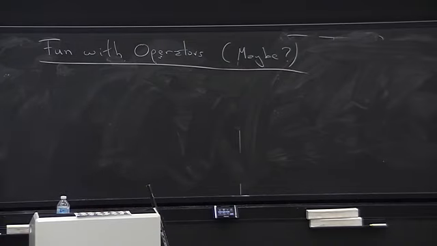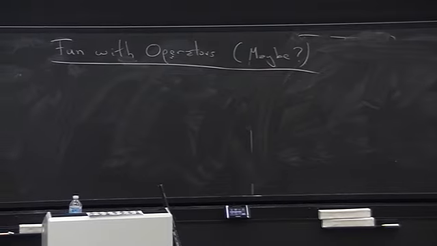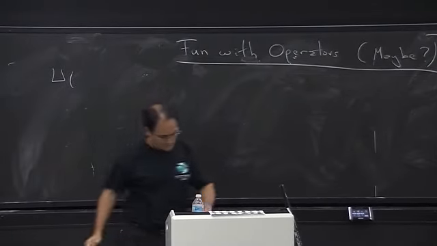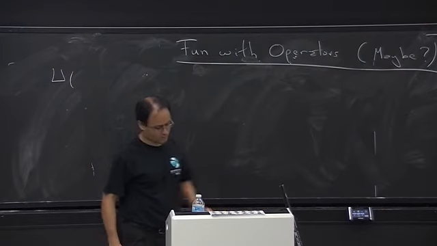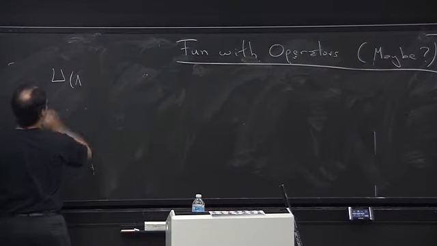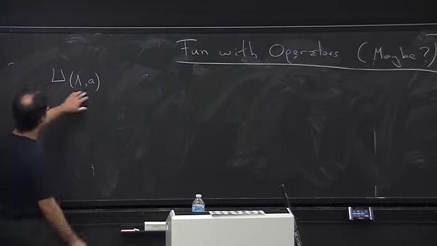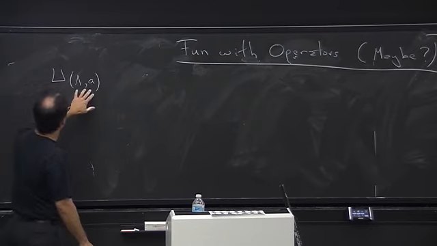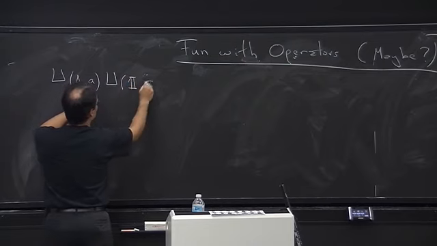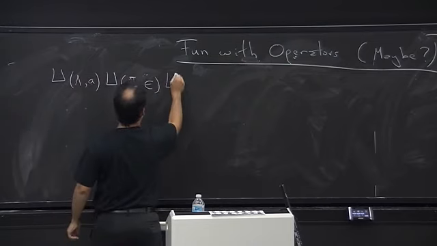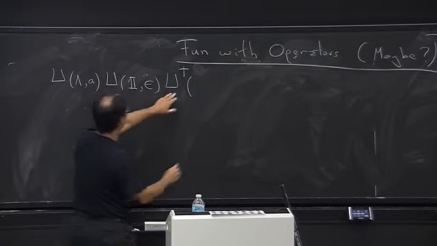Okay, so what do we want to do? This is what we want to compute. We want to take a Lorentz transformation. Under a Lorentz transformation, under a general Poincaré transformation, I want to see what happens to our infinitesimal translation. Okay?